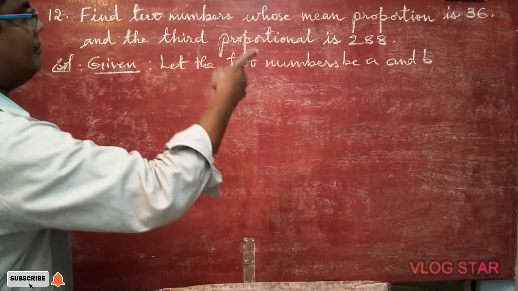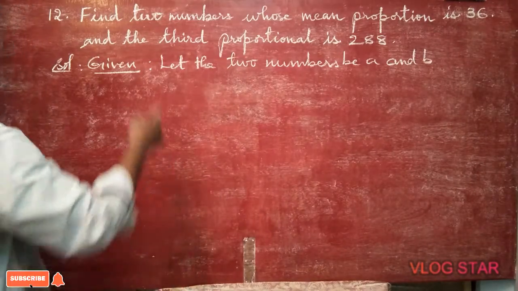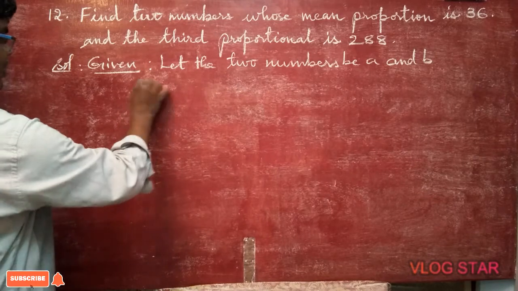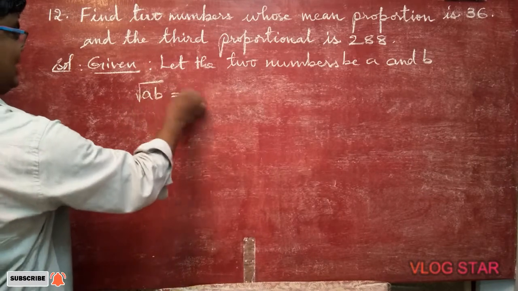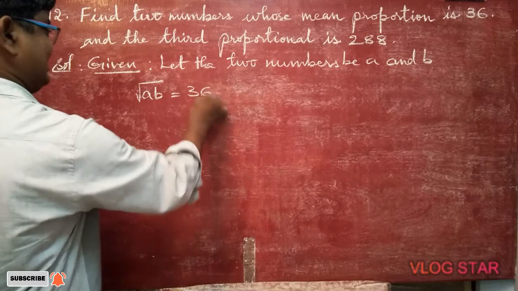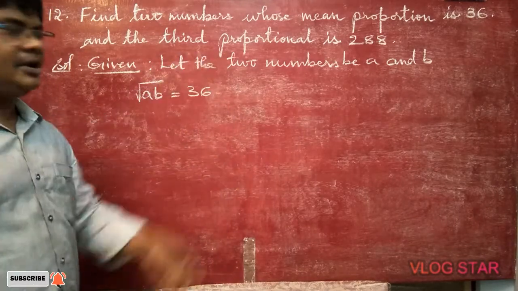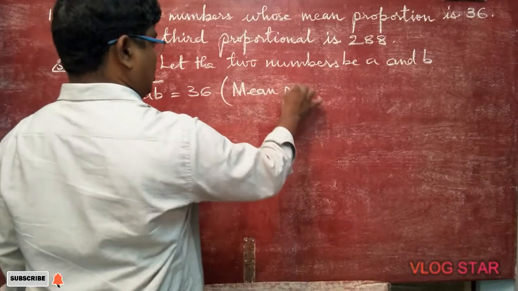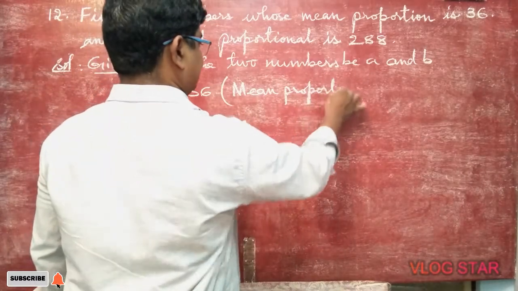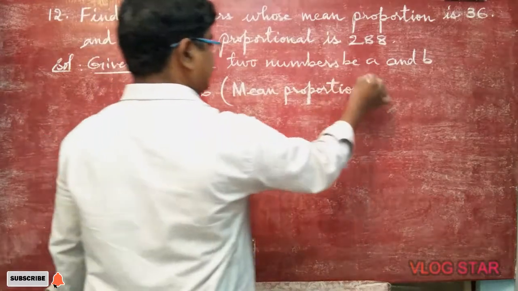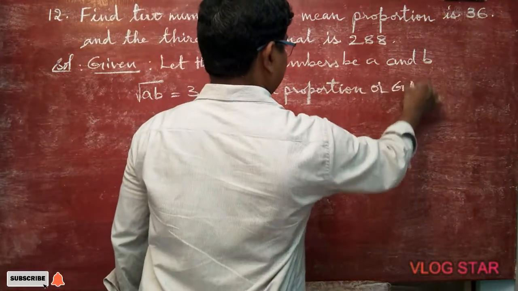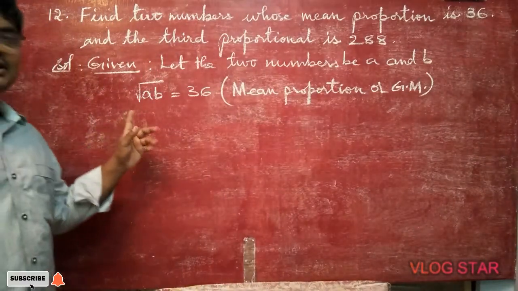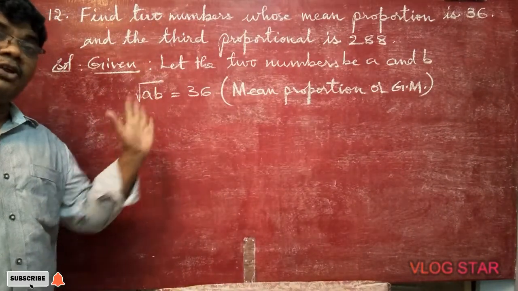So the mean proportion is 36. So square root of AB is equal to 36. Mean proportion means geometric mean only. Mean proportion or geometric mean we have learned: B square is equal to AC. B is equal to square root of AC.